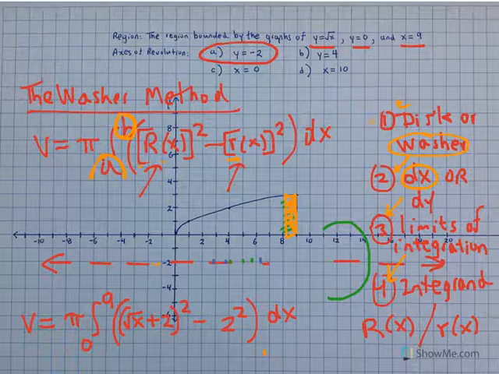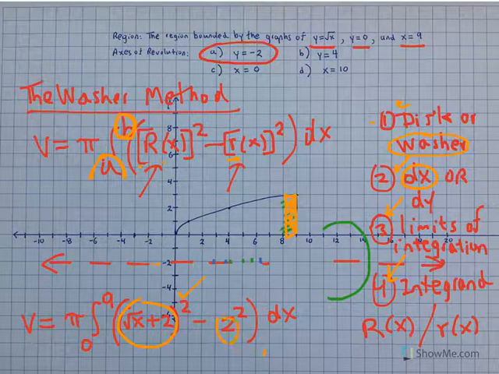So we've written the definite integral. If you want to evaluate it, make sure you square root of x plus 2 first, and then you square 2, and then you subtract. And of course, you would continue with the fundamental theorem of calculus.